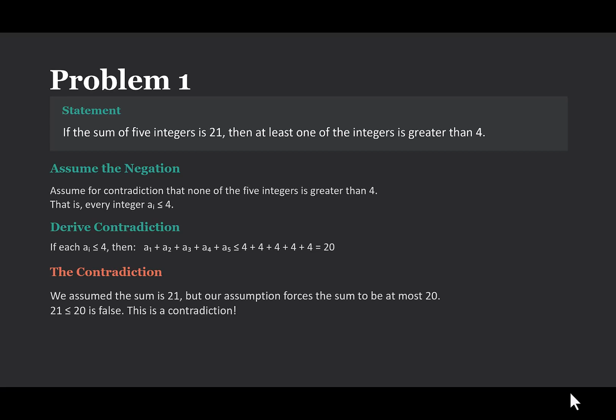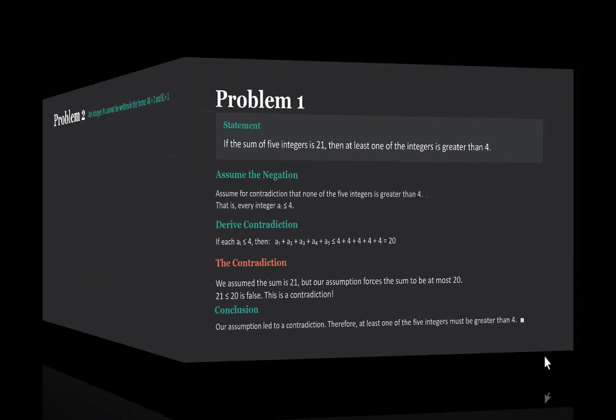We started by saying the sum of these 5 integers is 21. But our assumption forces the sum to be at most 20. Our assumption led to a contradiction, therefore at least one of the 5 integers must be greater than 4.